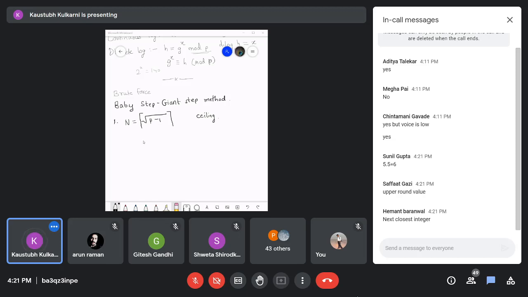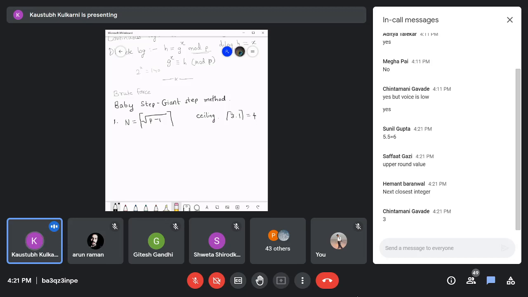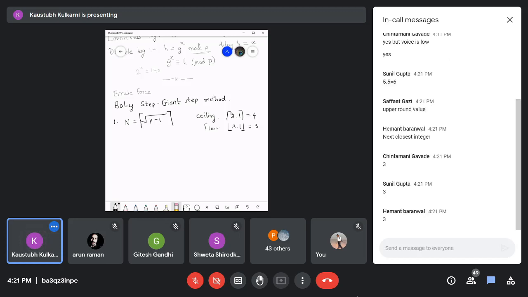So it can be anything, right? The ceiling value of, let's say, 3.1 is 4. Similarly, there is another function which we are not interested in right now, called the floor function. The floor of 3.1 is 3. So you get the concept. 3 point something means you have entered the territory of 4 for the ceiling. Ceiling is 4 and floor is 3. So you calculate the ceiling of the square root of p minus 1, the first step.